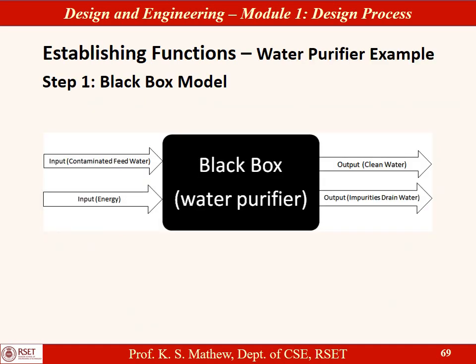This is an example of establishing function for a water purifier, the black box model. Input is contaminated feed water. The second input is energy, which is solution neutral at this point of time, because energy can be supplied by different means. We have not decided what the energy should be, so it is solution neutral. Output is clean water, and another output is impurities.